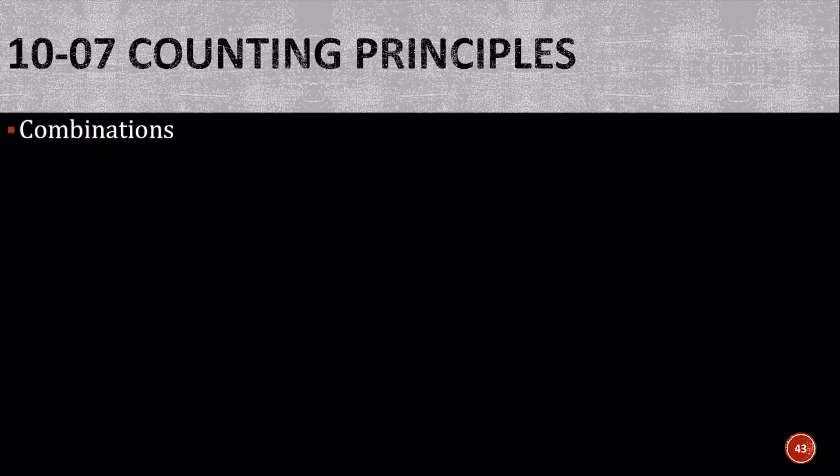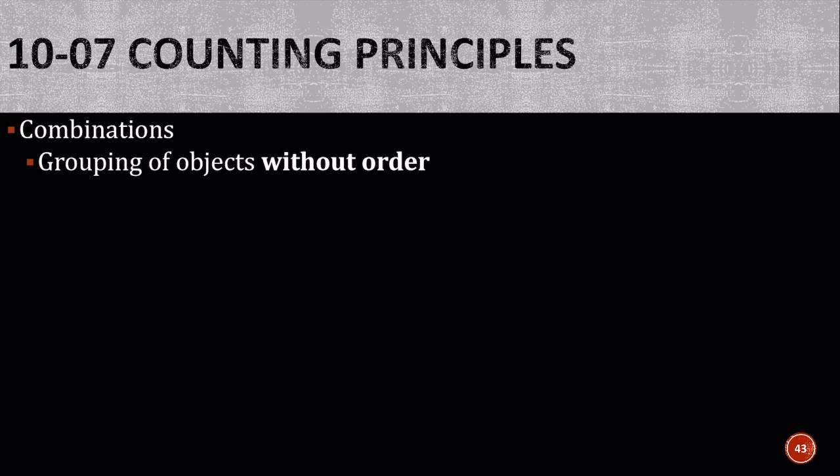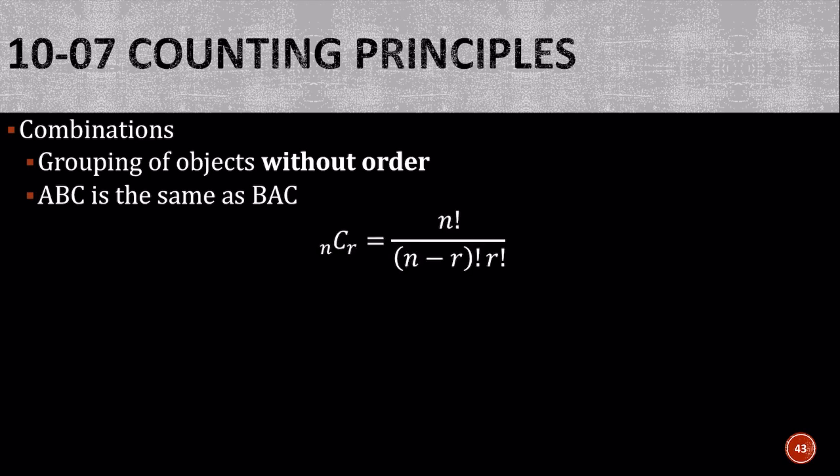What if we just wanted groups but no order? That would be combinations. In this case, ABC would be the same as BAC because it's the same group of letters, and we don't care about the order. And we've actually already had the combination before when we did the binomial theorem. The nCr's are the combinations.